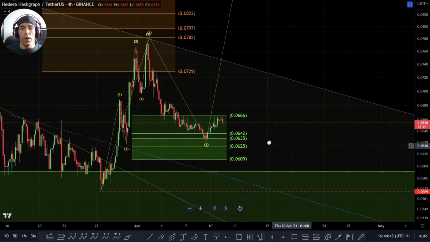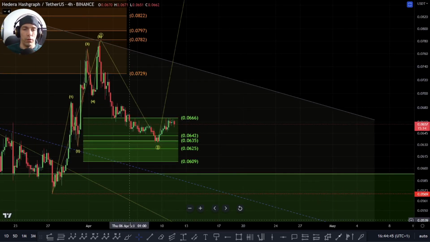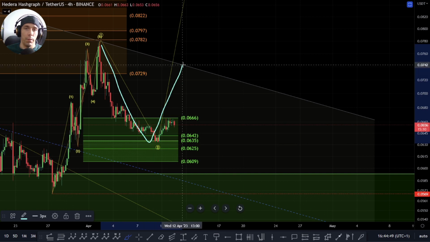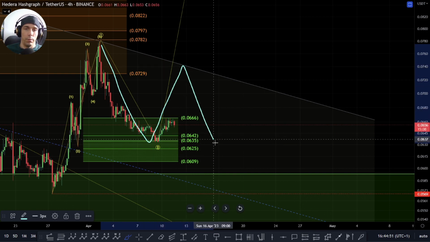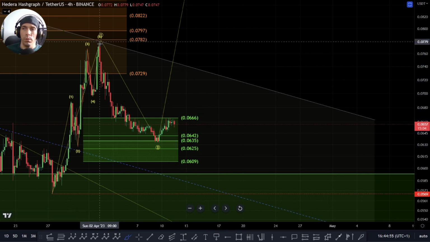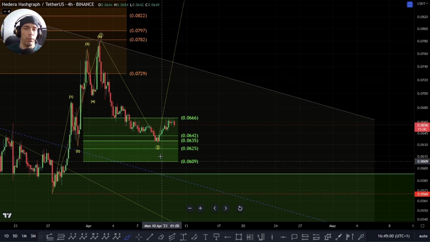If this is a wave 2, it is also possible that within this structure we could see something like this play out. We form this as an A, we come back up higher up here, B, and then C, something like this. So we'll have to keep an eye on it. Really we want to see a break back above this 0779 for a confirmation.